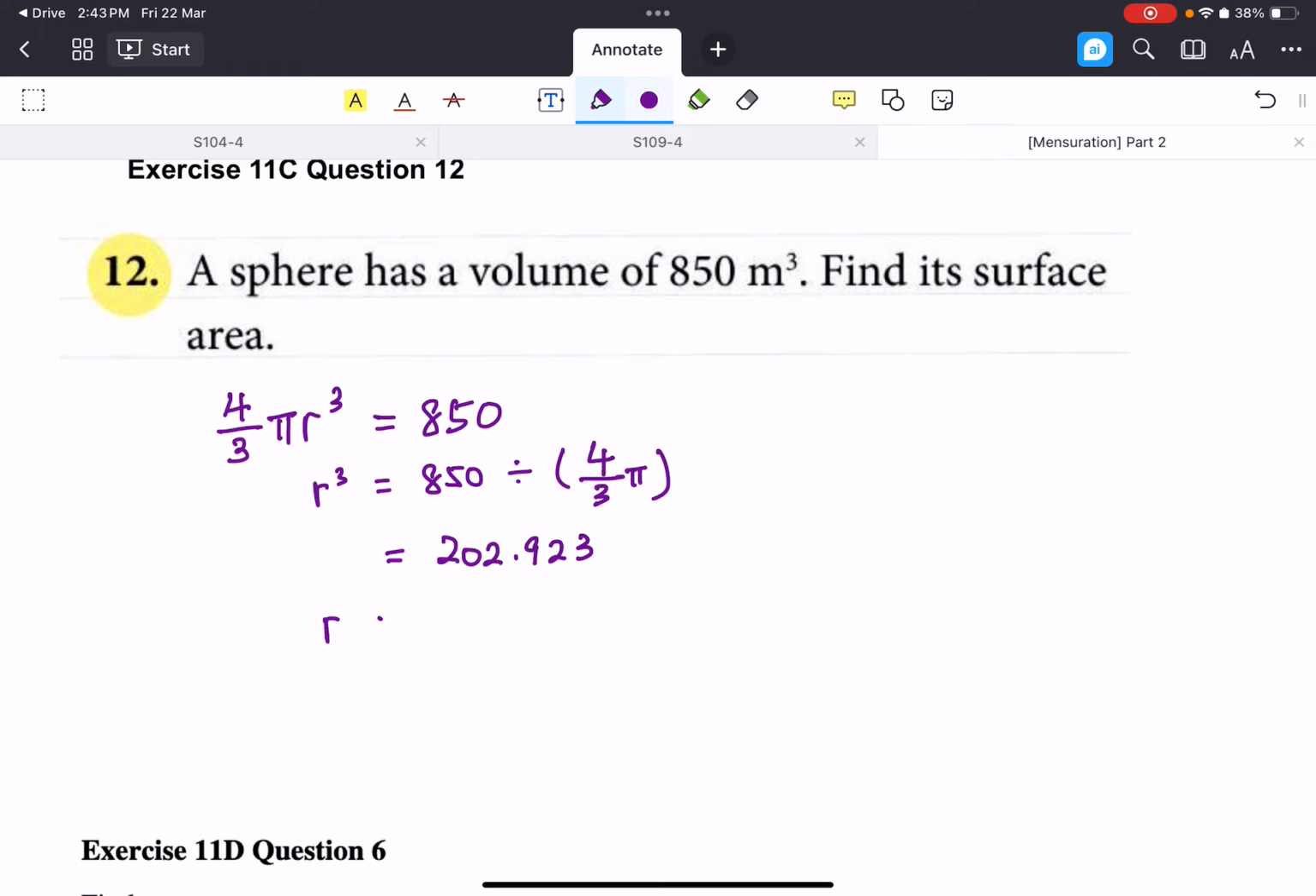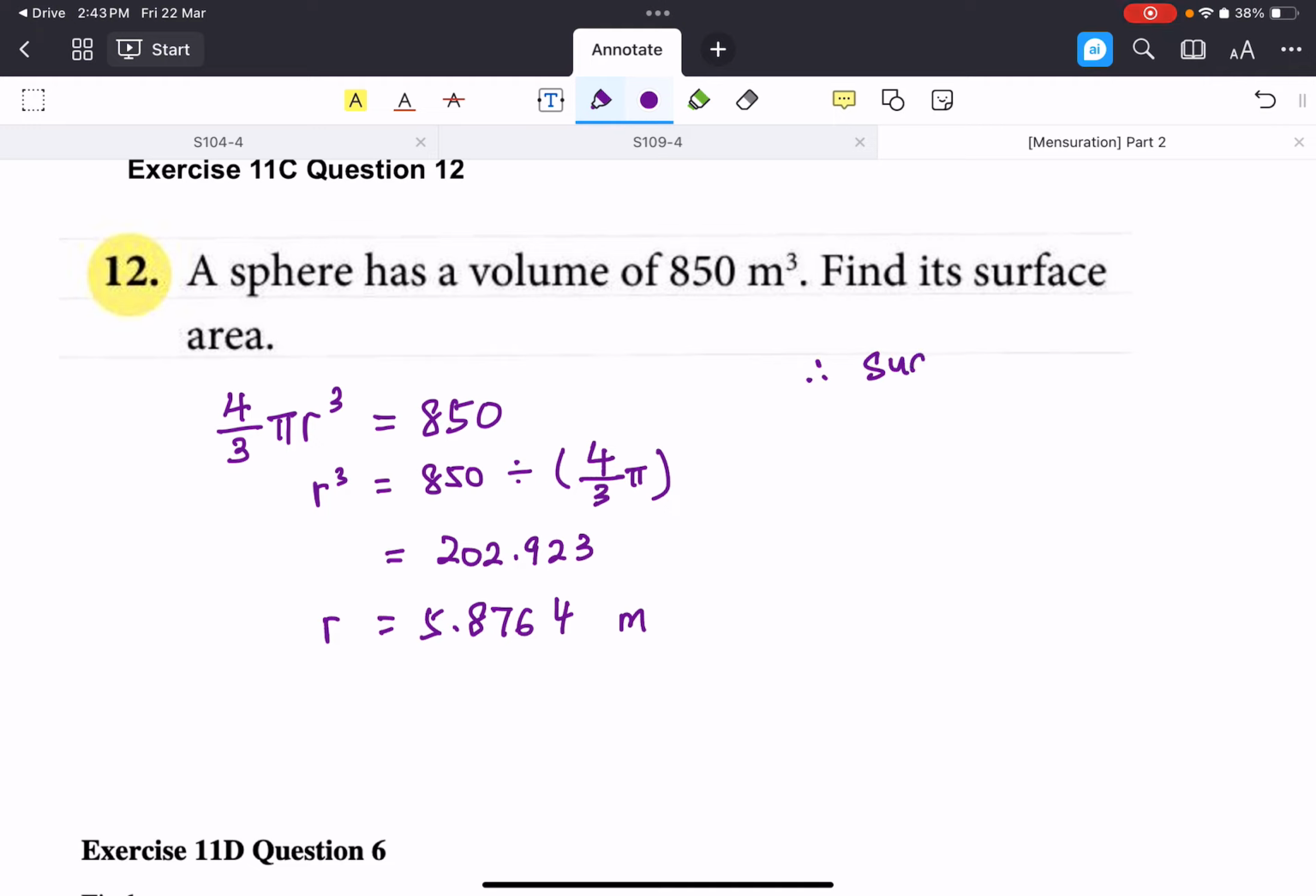So the radius is about 5.876, right? At least 5 significant figures to be safe. You can have more significant figures, okay? It's fine. Meters, right? So now we got our radius. We can find the surface area.